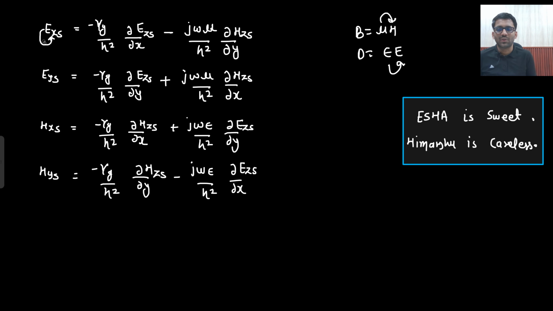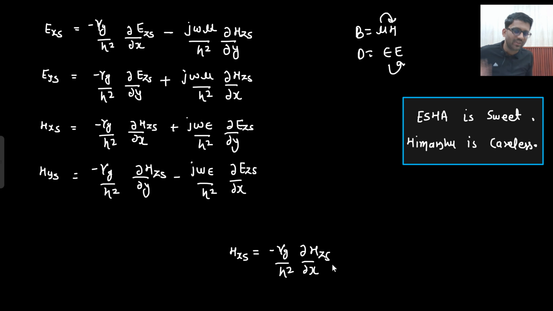Any expression, if I ask you to write at a random day, at a random hour, I ask you to write down the Hxs expression. So how will you write down the Hxs expression? What you will think is, sir, the first step is minus gamma g upon h square. Then, sir, del by del x. Then, sir, H is there.